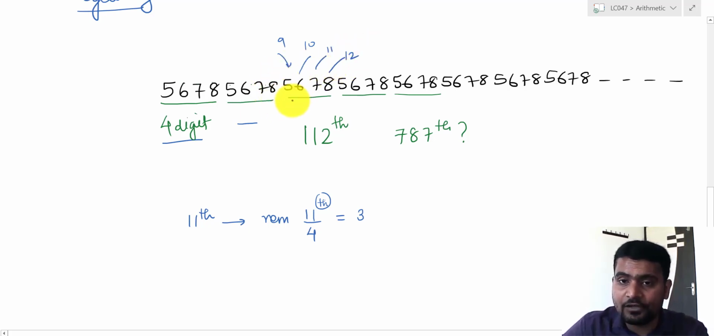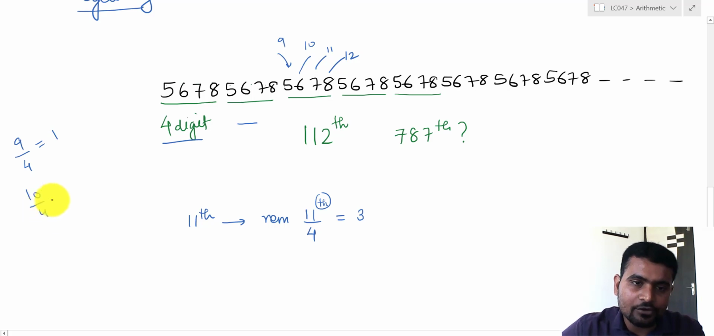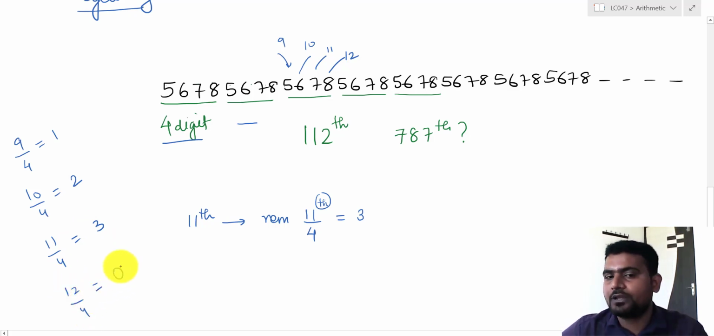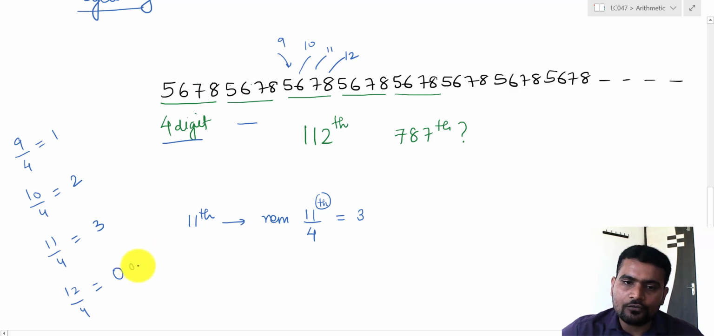If I talk about the 9th term, you divide 9 by 4, you'll get remainder 1. If you divide 10 by 4, you'll get remainder 2. If you divide 11 by 4, you'll get remainder 3. If you divide 12 by 4, you'll get remainder 0, or 4.